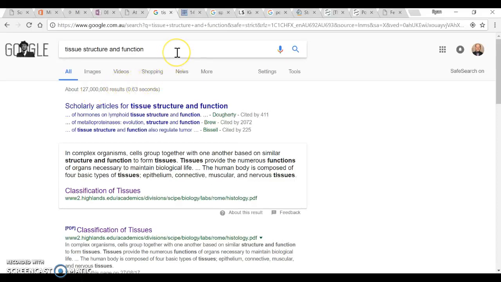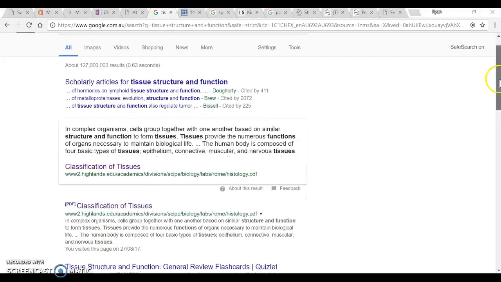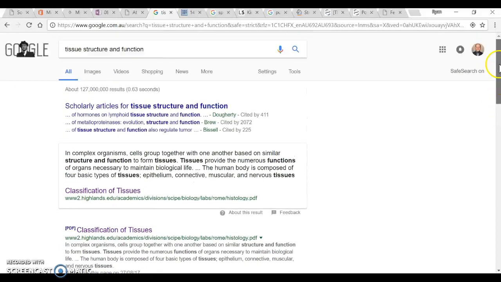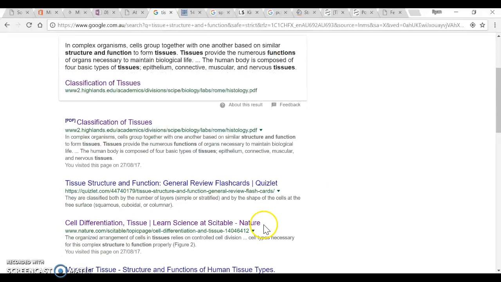So what we're going to look at today is how we find the tissues and the cells to discuss in our assignment. To start with, I know that one of my main focus points is linking structure and function. Don't know why I'm pointing at the screen, you can't see that. So I'm just Googling tissue structure and function.